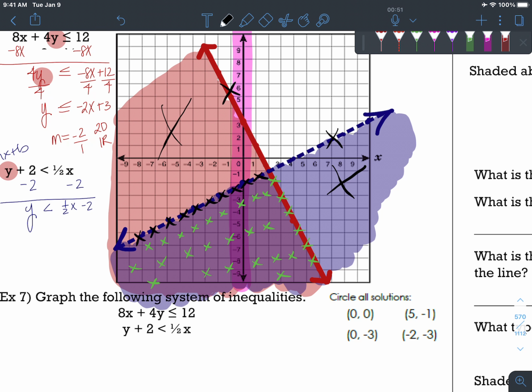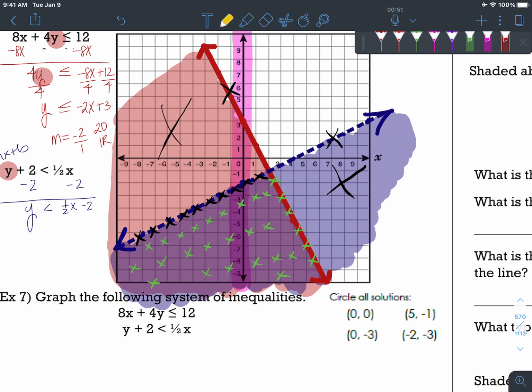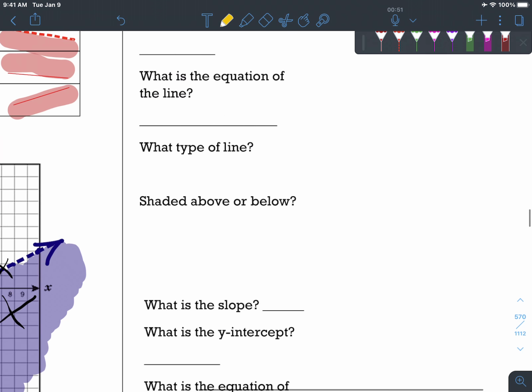So let's look at the points that they want us to take a look at. All right, so 0, 0. That's not a solution. 0, negative 3. Yeah, that's one. 5, negative 1. No, that's not one. Negative 2, negative 3. It's exactly on that dash line. That's definitely not a solution. So the only one that is a solution is that 0, negative 3. And that's it. All right.